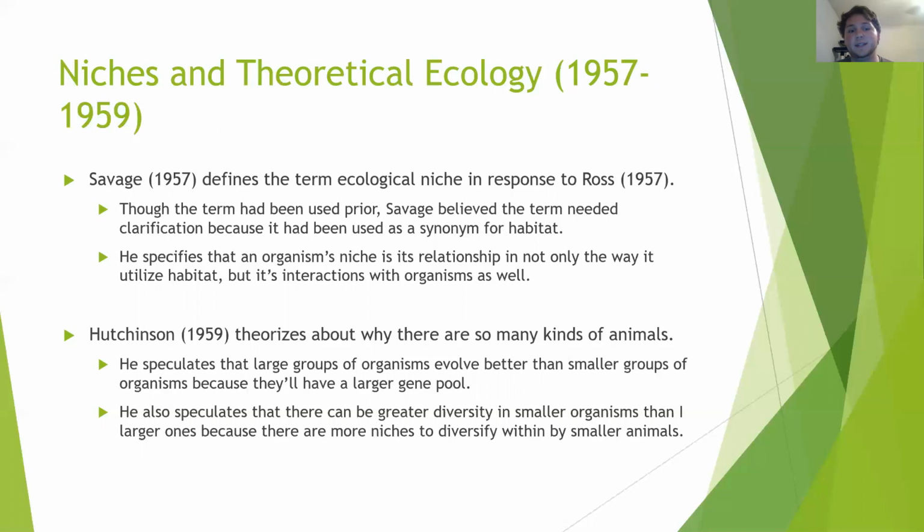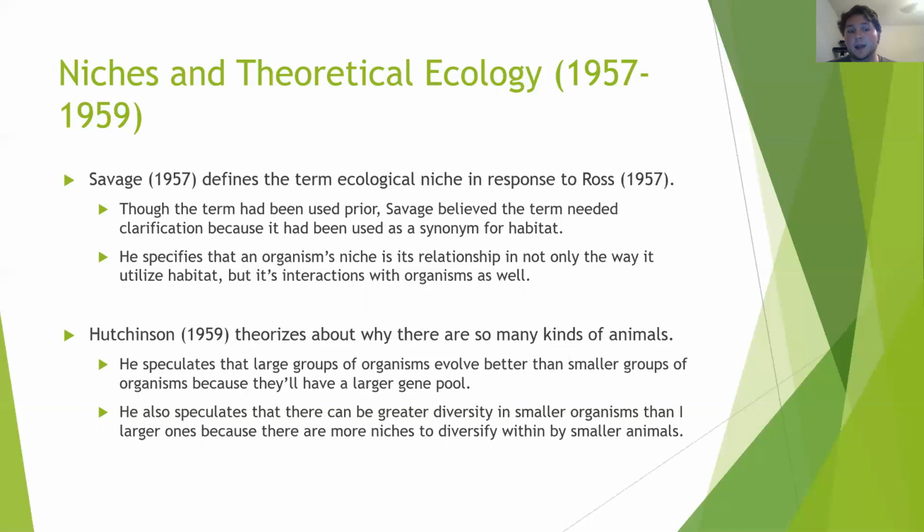Then you get Hutchinson in 1959, who theorizes why there are so many kinds of animals. And he kind of thinks about it and concludes that smaller groups of organisms aren't going to have as large of a gene pool as larger groups of organisms. So when you have larger groups of organisms, you're going to see more gene diversity, and thus more evolution.